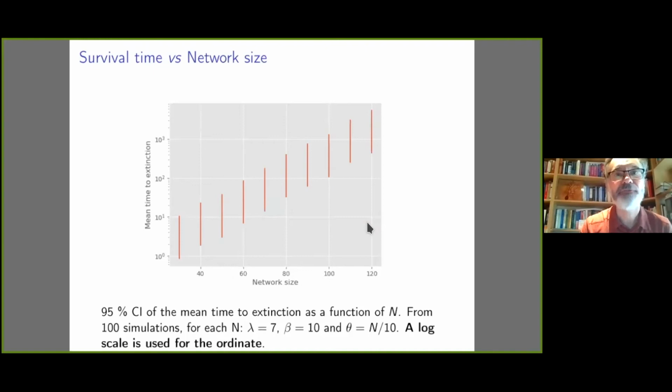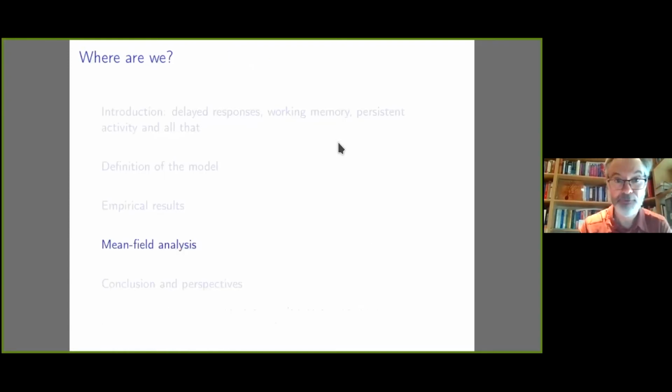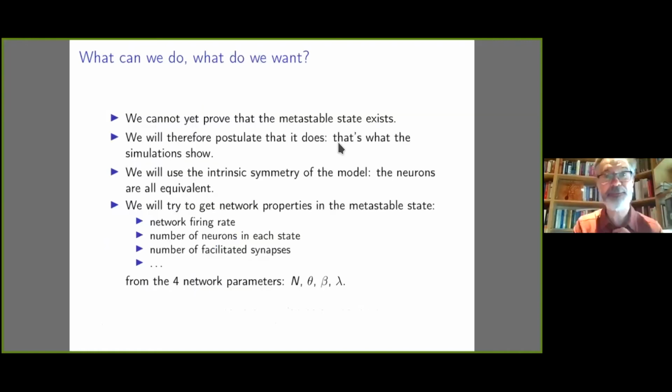How does the survival time behave with the network size? That's illustrated here. Again, a log scale. Now we have something that looks like a straight line, so compatible with an exponential growth of the survival time with network size. So that's for the empirical results about this model. Now, we do what physicists do and what I'm capable of doing. So I cannot prove, or we cannot prove yet, that the metastable state exists, but the simulations show that it looks to be there. So I will do as if it was there.